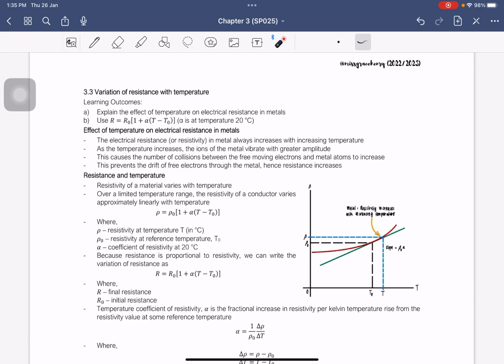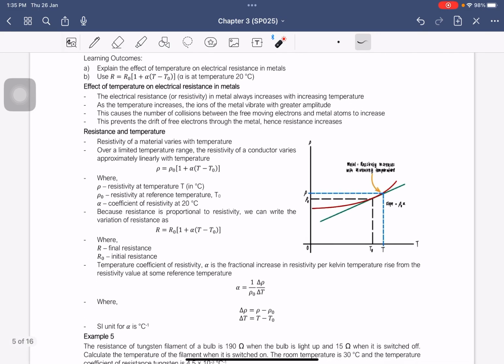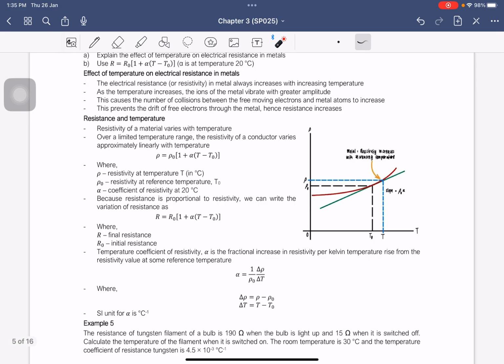So what is happening is when they are moving a lot faster, it prevents the drift of the free electrons through the metal. So what's happening is the resistance will increase. Okay, so that is the effect of temperature on resistance. In short, the resistance will increase when the temperature increases.